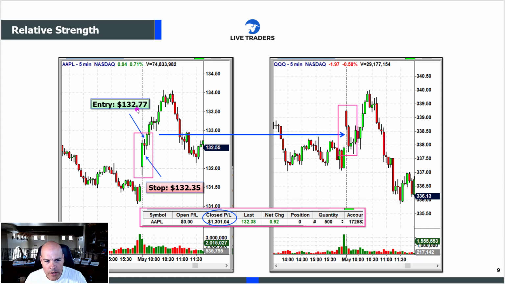Okay? We entered at 132.77. Our stop was 132.35. Made 1,300. Should have made about 1,700 on this. Oh, well. But the point is, this is what perfect relative strength looks like. Anytime you can find relative strength on a correlation stock to the market, like an Apple or Facebook, okay, and you get a 3-bar play, you're going to have a really profitable trade. The reliability is probably 90%. I'm not exaggerating. It's why I spent so much time on this one slide, okay? The reliability is probably 90%, all right?